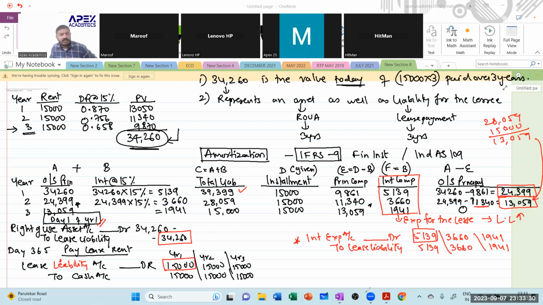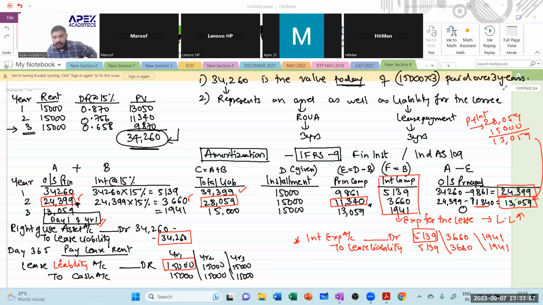This is just mathematics. In this, there was an element of principal plus interest. Yes, Pushkar, there was. 28,059 came because I added an interest and I added a principal aspect to it. I am interested only in the principal aspect. Okay, keep only the principal aspect, 24,399. Then when you are subtracting, subtract only the principal aspect, 11,340. That is absolutely okay.